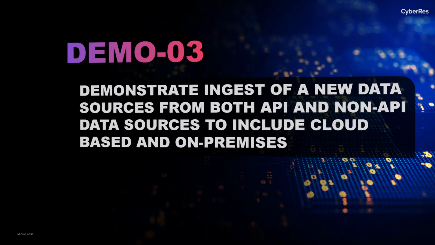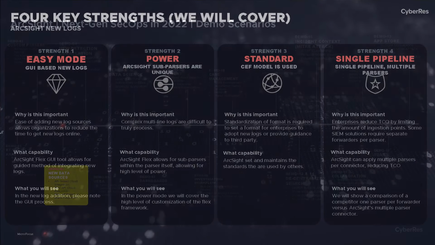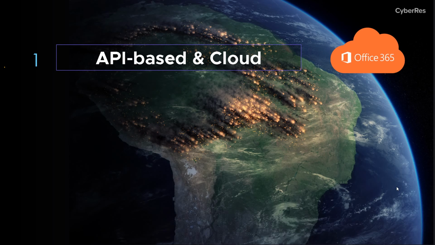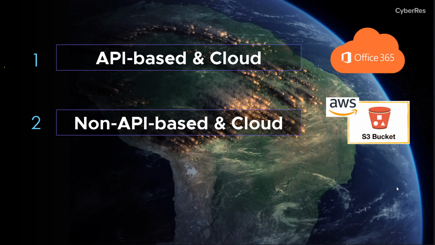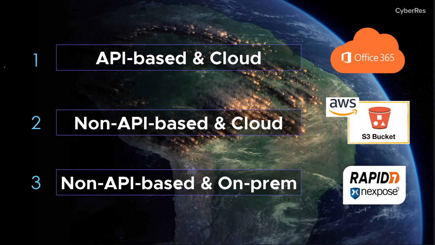In scenario 3, we'll demonstrate a small selection of ArcSight's out-of-the-box log collection capabilities and differentiators. First, we'll show our Office 365 Smart Connector using the REST API for native cloud support. Second, we'll show you a non-API based connector grabbing text files deposited into an AWS S3 bucket. Finally, we'll show collection from an on-prem deployment of the famous vulnerability analyzer Rapid7 Nexpose.